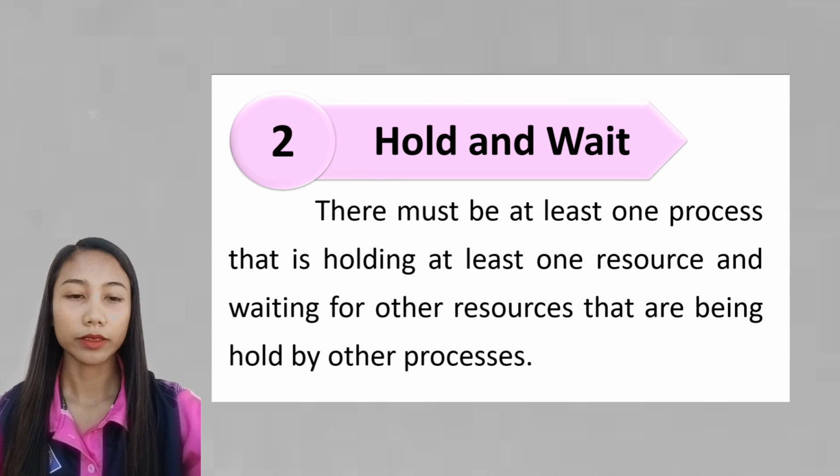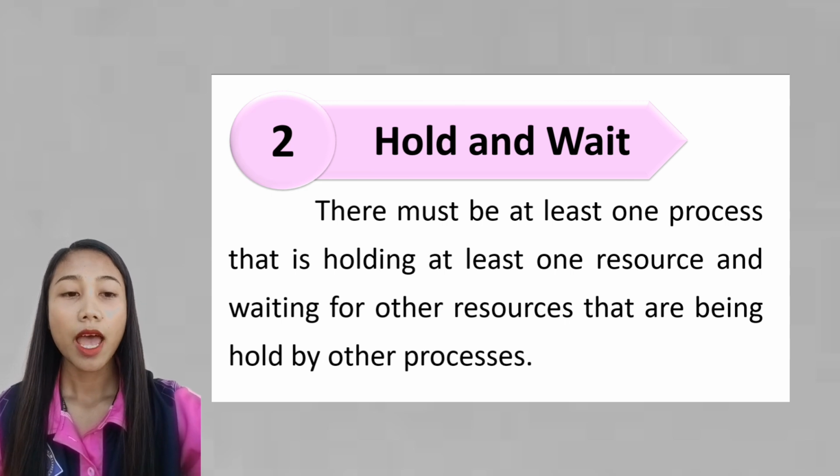Number 2. Hold and wait. There must be at least one process that is holding at least one resource and waiting for other resources that are being held by other processes. Means a process is holding onto one resource while waiting for another.